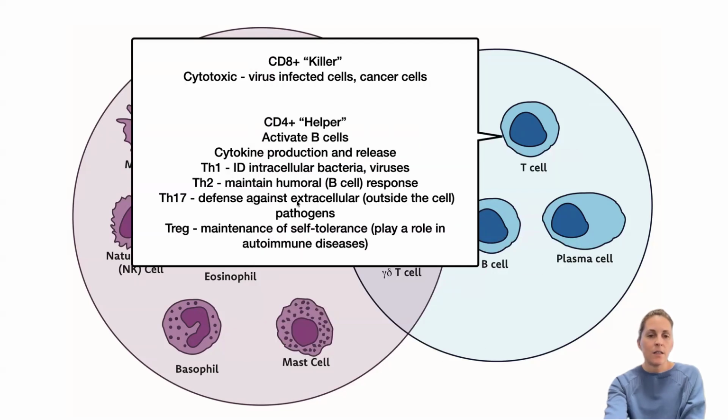And then we have our Th17, and these are ones that defend against extracellular pathogens. And so that would be like our worms again, for instance, or our other big parasites. And then we have Tregs. So these are regulatory T cells, and these are involved in self-tolerance. And so too many or too few can impact autoimmunity, meaning that when our immune system starts attacking ourselves.